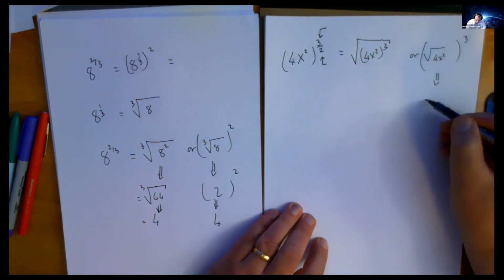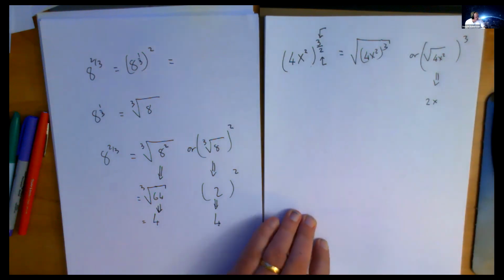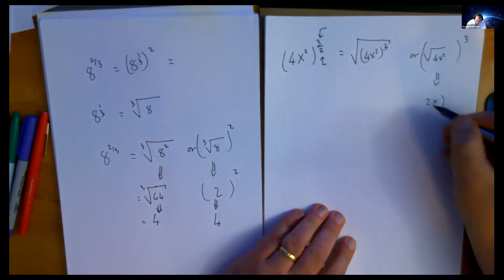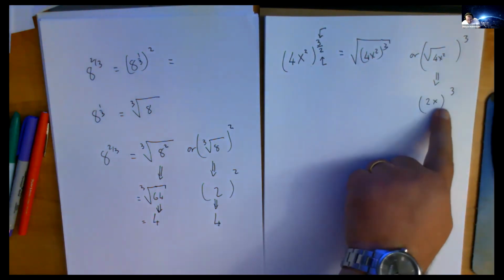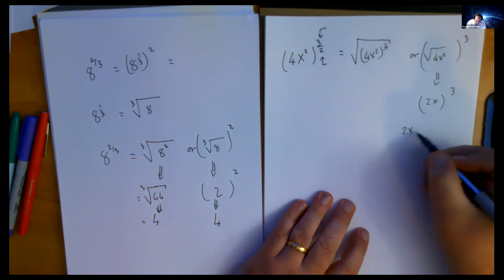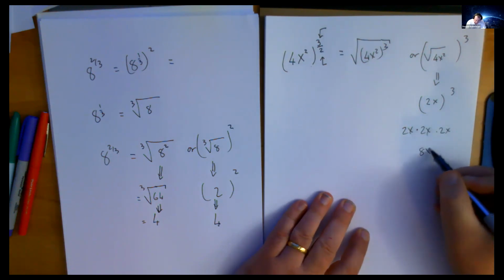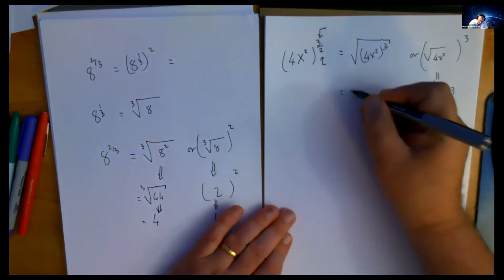Isn't the square root of 4 2? Isn't the square root of x squared x? You agree? And then you put a big bracket around it and you cube it. Now, when you cube something, doesn't that mean you go 2x times 2x times 2x, and you're going to get 8x cubed? You happy with that answer? Right, 8x cubed.